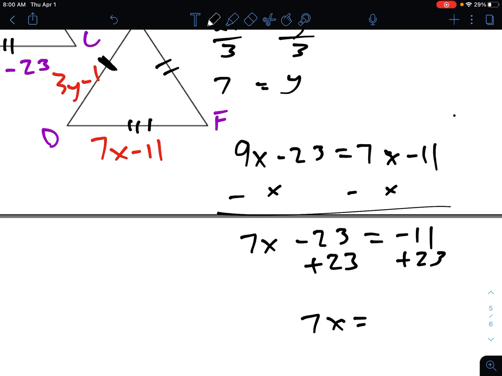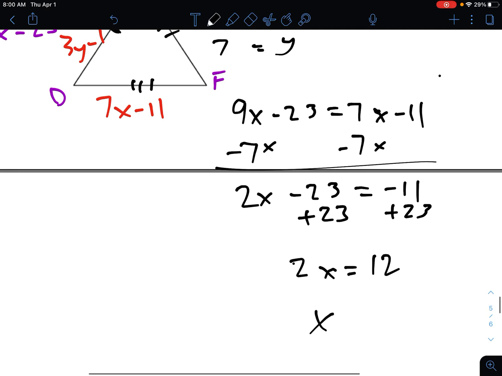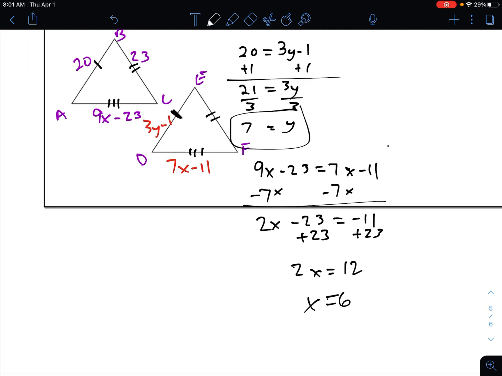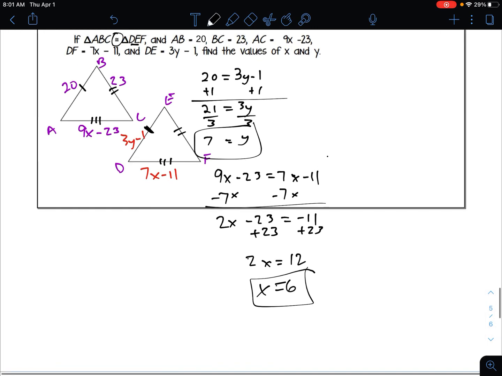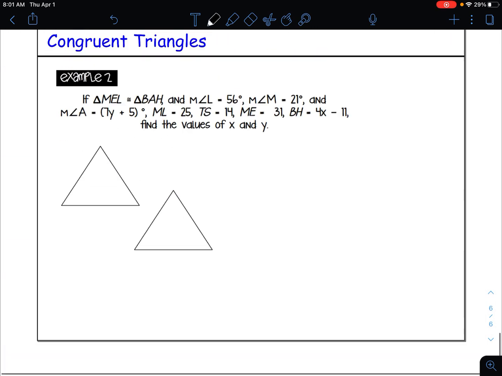Oh, whoops. You caught that before I did. Thank you. All right, 7x. We're subtracting 7x to both sides. All right, so then we get 2x is equal to, what is that, 12? And then divide, x is equal to 6. All right, so we found out x and y, or y then x, right?